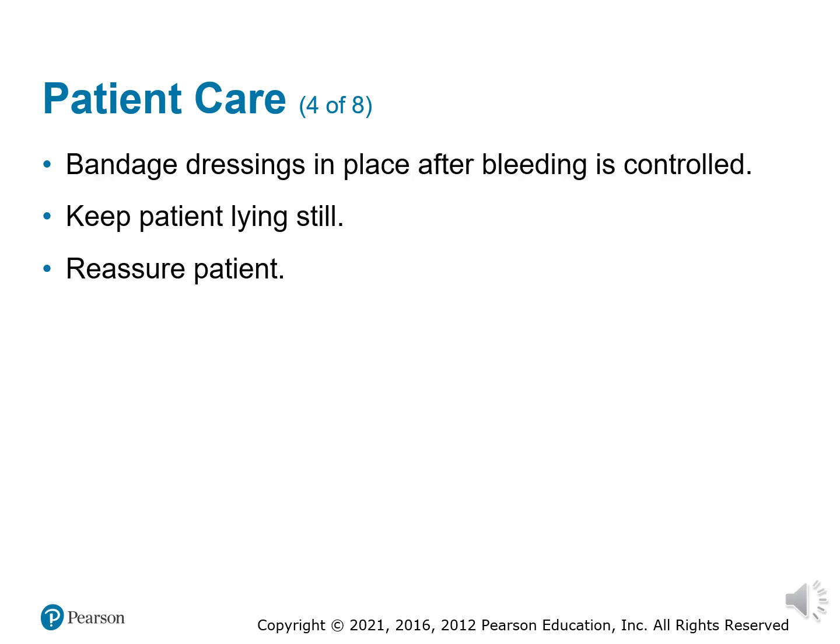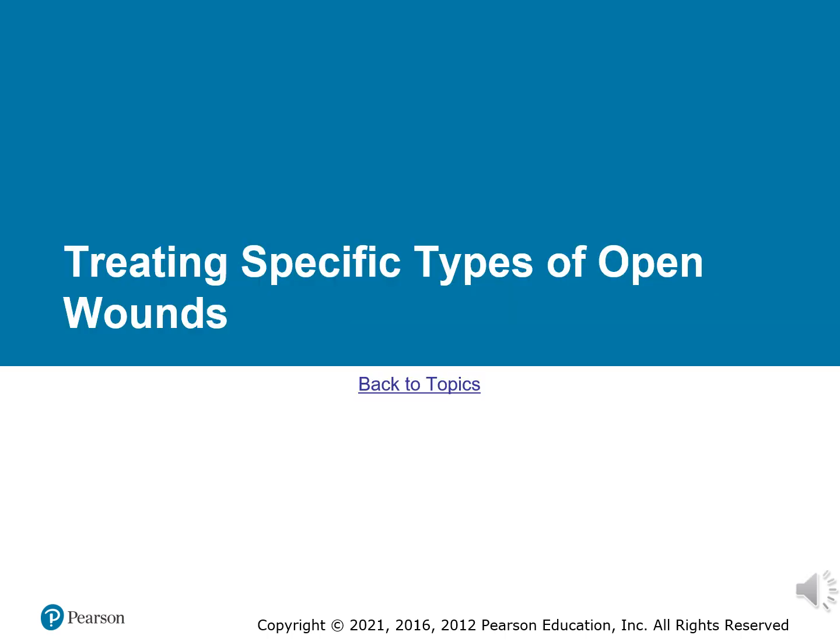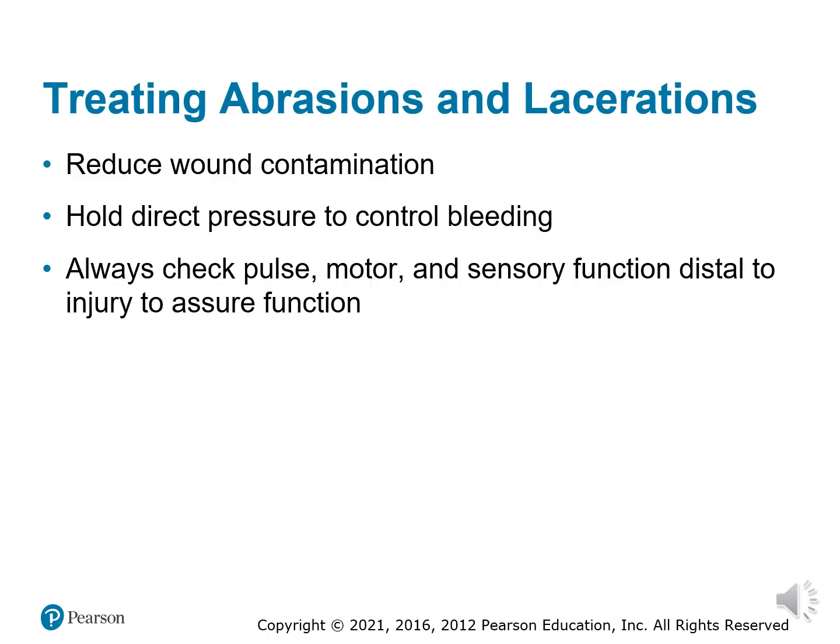Bandage dressings in place after bleeding is controlled. Keep the patient lying still and reassure the patient. Next, we're going to talk about treating specific types of open wounds. Treating abrasions and lacerations. First, you want to reduce wound contamination. Hold direct pressure to control bleeding. Always check the pulse, motor, and sensory function distal to the injury to assure function.